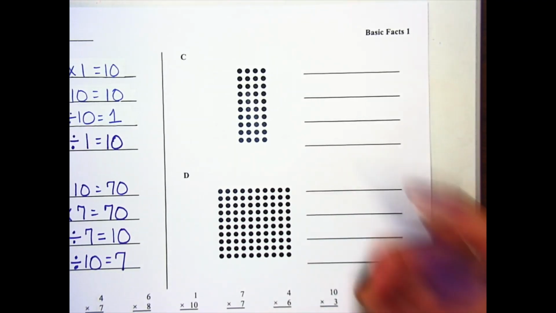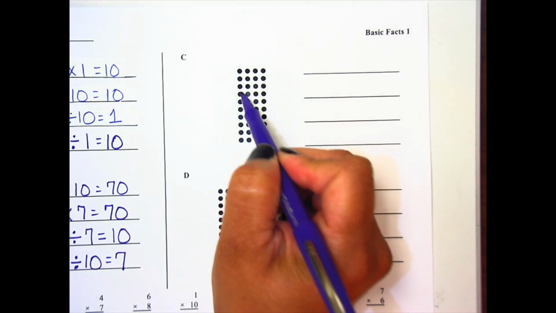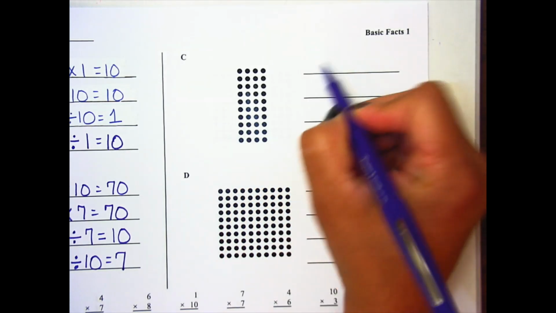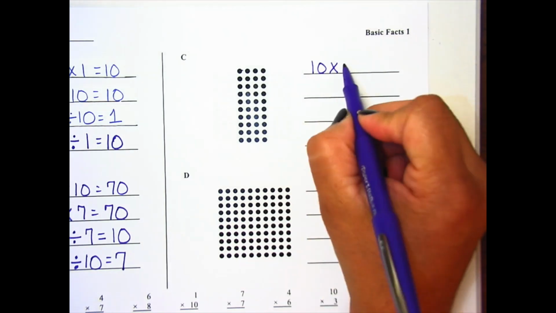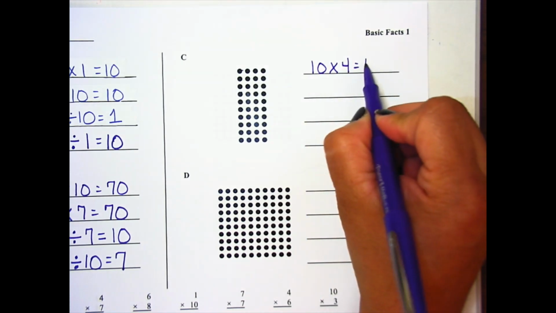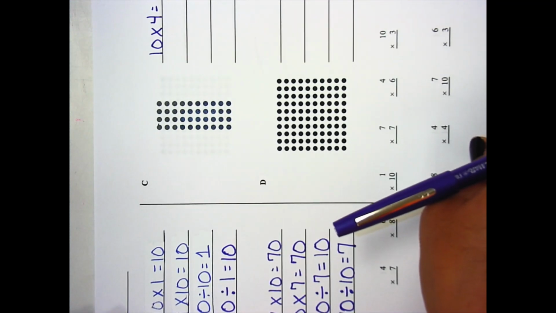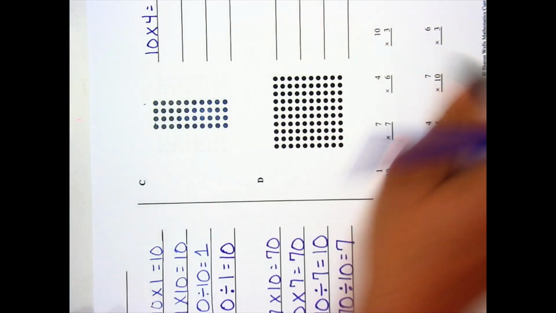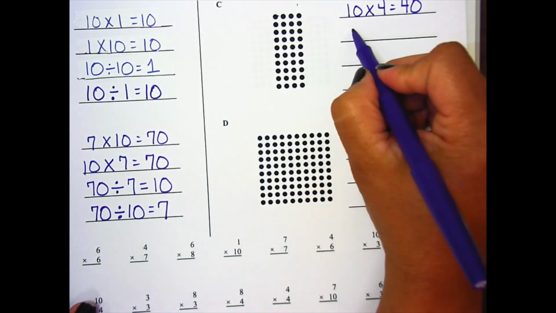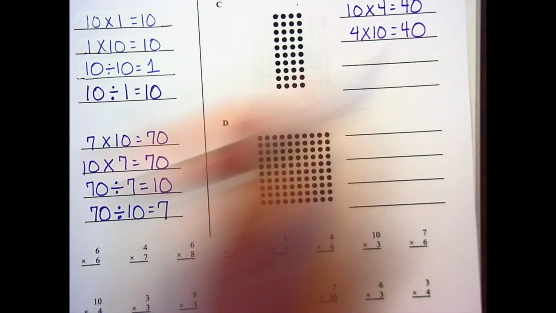Let's try another one. Letter C. We have how many rows? 10 again. 10 times 4, 4 in each row. 10 times 4 equals 40. If I turn my array, now I have 4 rows times 10 in each row. And I still get the same product. 4 times 10 equals 40.